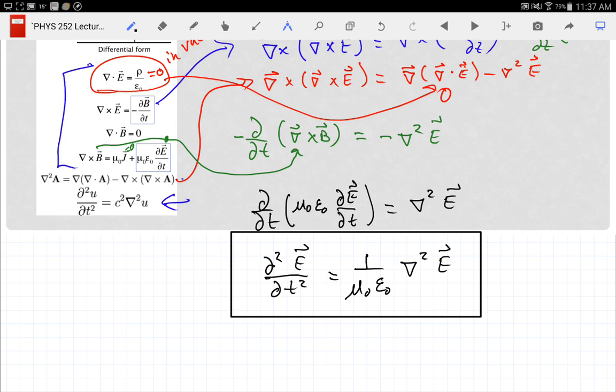And that is the wave equation that we were looking for. Remind me how that's useful. Okay, a very important question, not some trivial question.